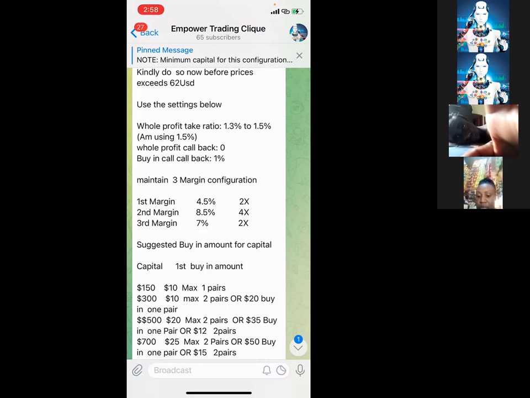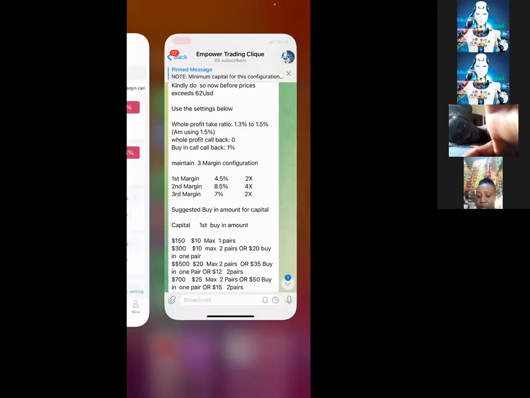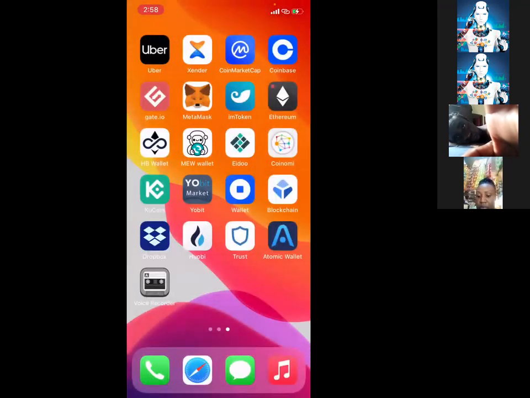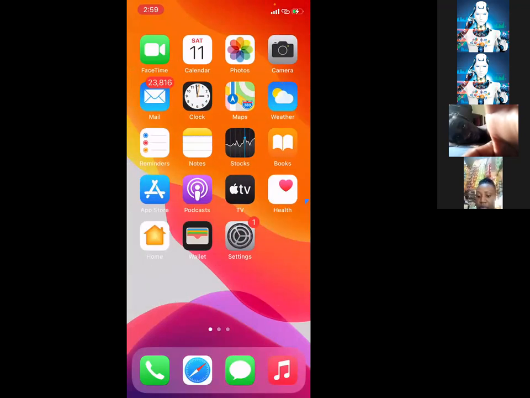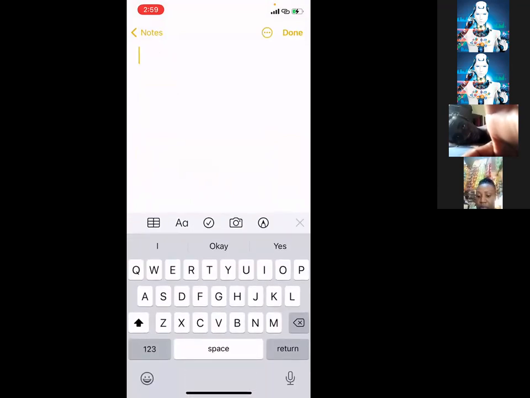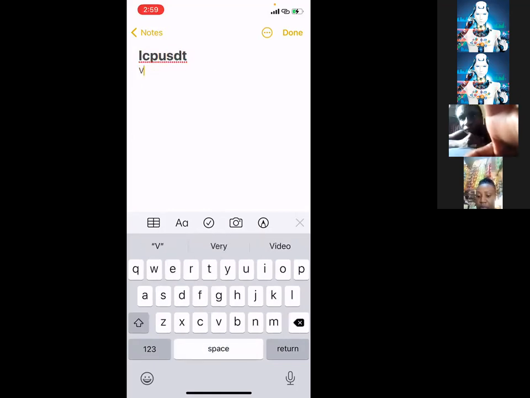So a perfect scenario, watch this. Let me see if we're going to do this. All right. Now let's just use this as an example. ICP USDT. Okay. We have the current price.